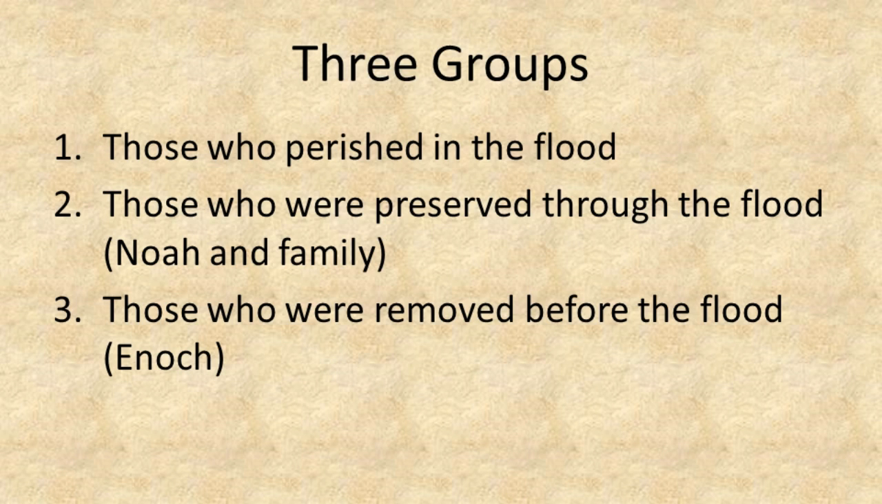We have three groups of people relative to the flood. We have those who perished in the flood, by far the biggest group. We have those who were preserved through the flood, Noah and his family. Those are 8 people. And then we have a fascinating one, those who were removed before the flood, Enoch.